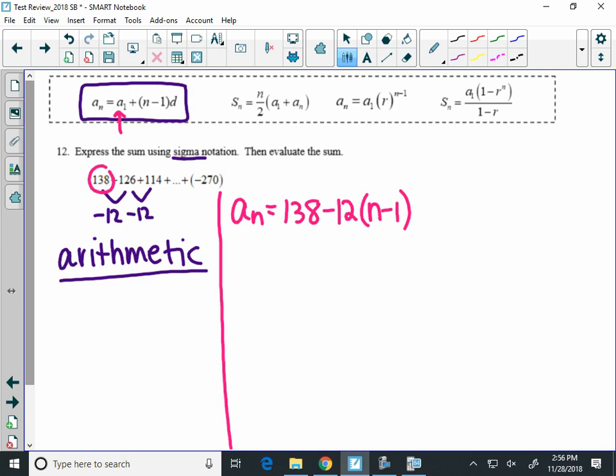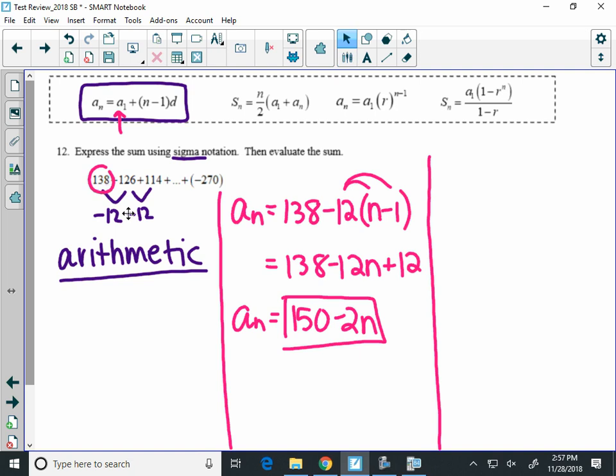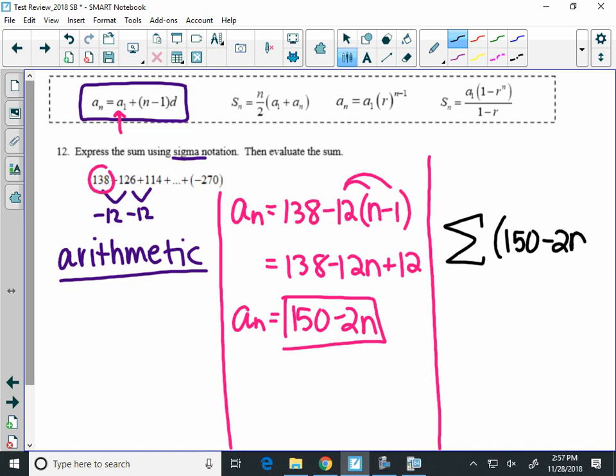Okay, so this is our sequence formula, but we need to simplify it. And to simplify, we're going to distribute. So I have 138 minus 12n plus 12, which simplifies to be 150 minus 12n. Right? That is the equation for the nth term of our sequence. Okay? Once I know that, I'm able to put that into sigma notation. So that's the formula that goes right after the sigma.